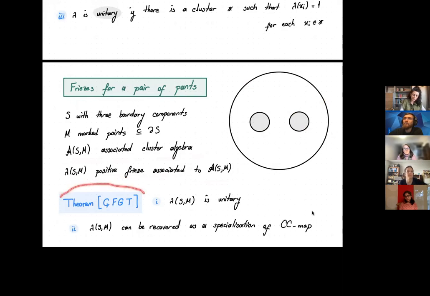And what we show together with Felikson, Garcia Elsener, and Tumarkin is that all such Friezes are unitary. That means there is a cluster for which the image of the cluster variables in this cluster is always 1. And as a corollary, we can say that such Frieze patterns can always be recovered by a specialization of this CC map. And I will finish off with one remark on why we actually had to restrict ourselves to such surfaces. So it's just the pair of pants, but not general unpunctured surfaces.